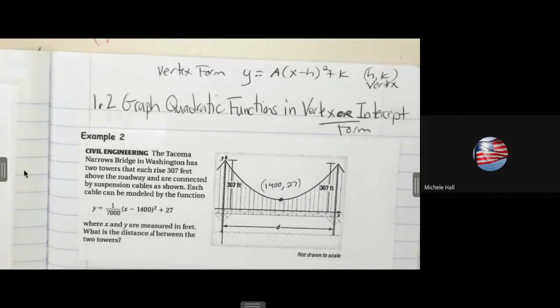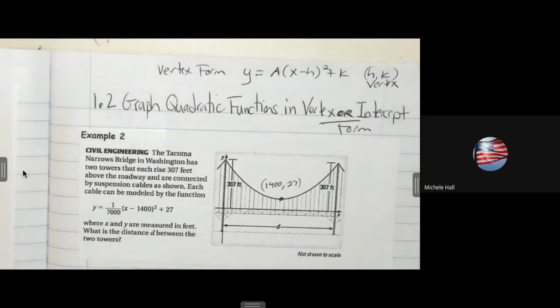How does that help me find the distance? What other characteristics do we know about parabolas? We have the vertex. What other characteristic is always part of a parabola?